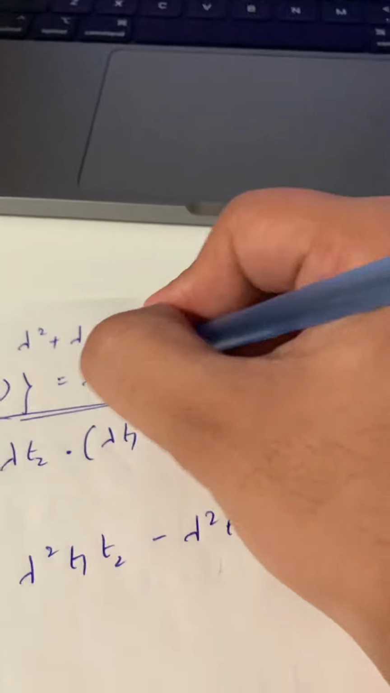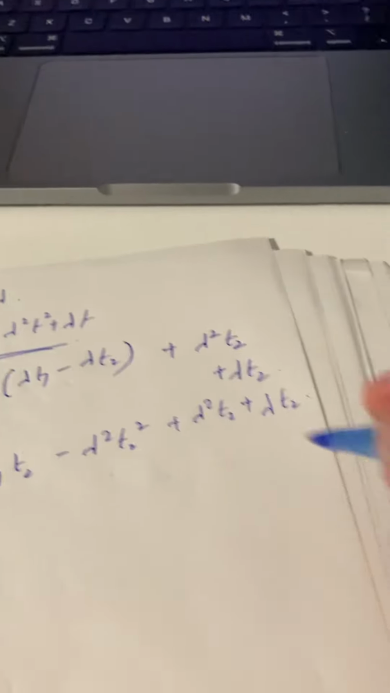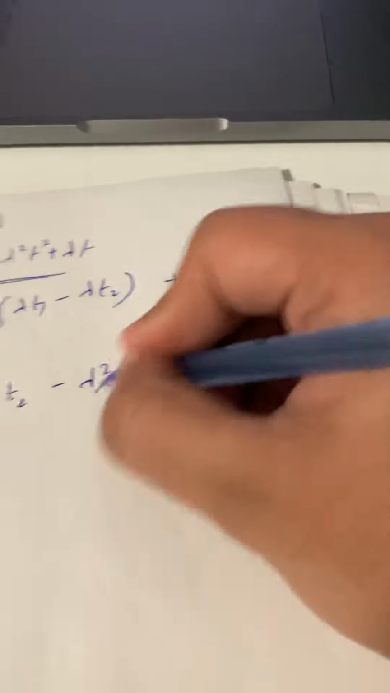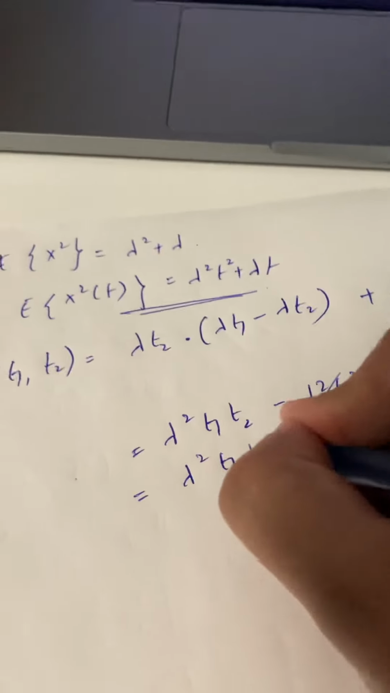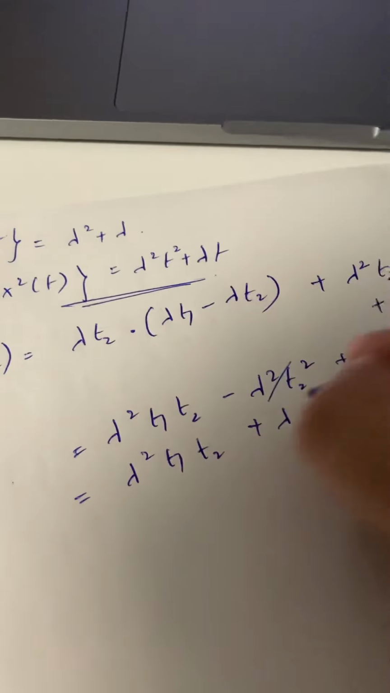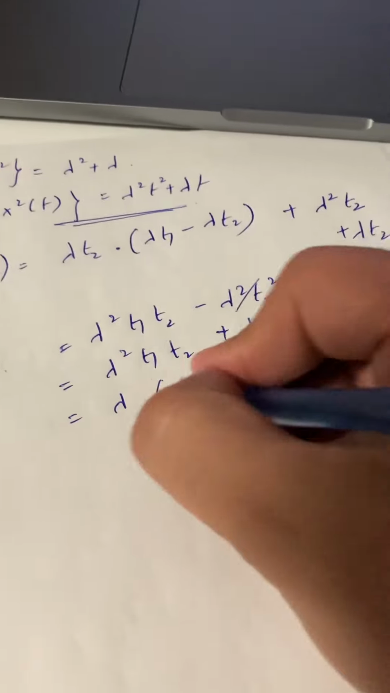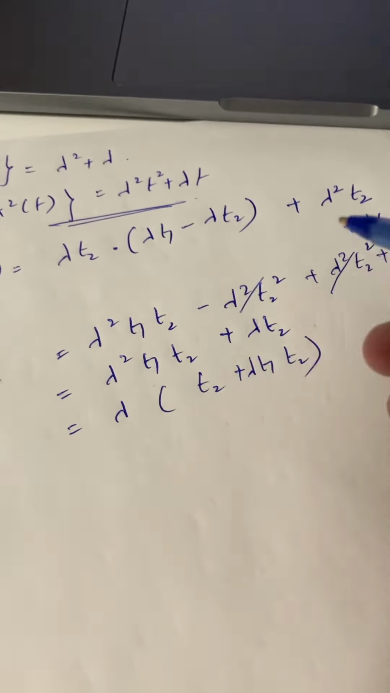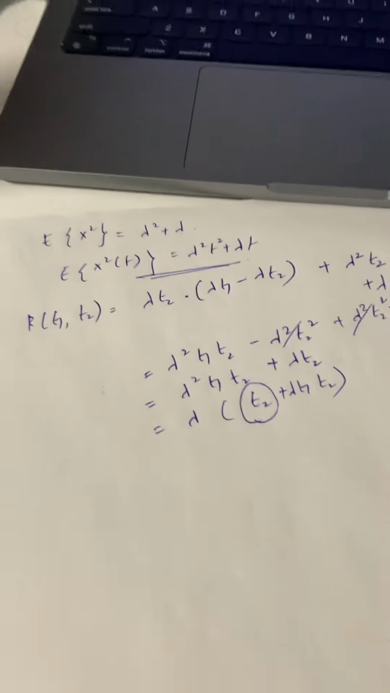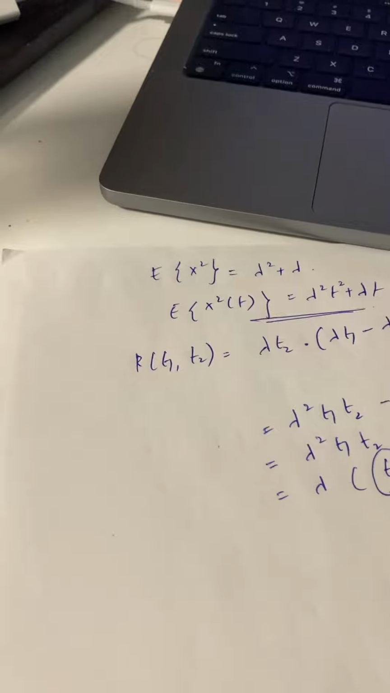Here it is lambda into t, right? So this becomes lambda square t2 square. So this is also square, so hence these two cancel out. So this is lambda square t1 t2 plus lambda t2. Take one lambda outside, so this becomes t2 plus t1 t2 into lambda. So now this is for t1 greater than or equal to t2.